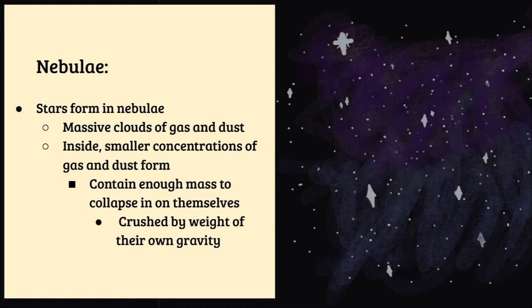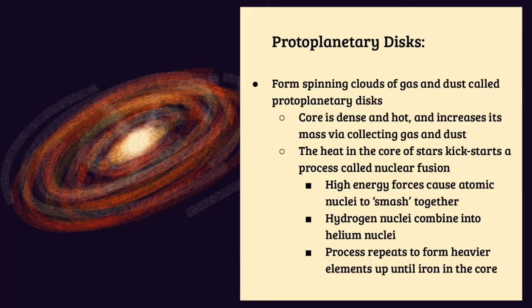When this occurs, a protoplanetary disk is formed. Protoplanetary disks are spinning clouds of gas and dust, which get bigger by absorbing more gas and dust. Their core is very dense and hot. This heat kickstarts the process by which stars are born and live, called nuclear fusion.